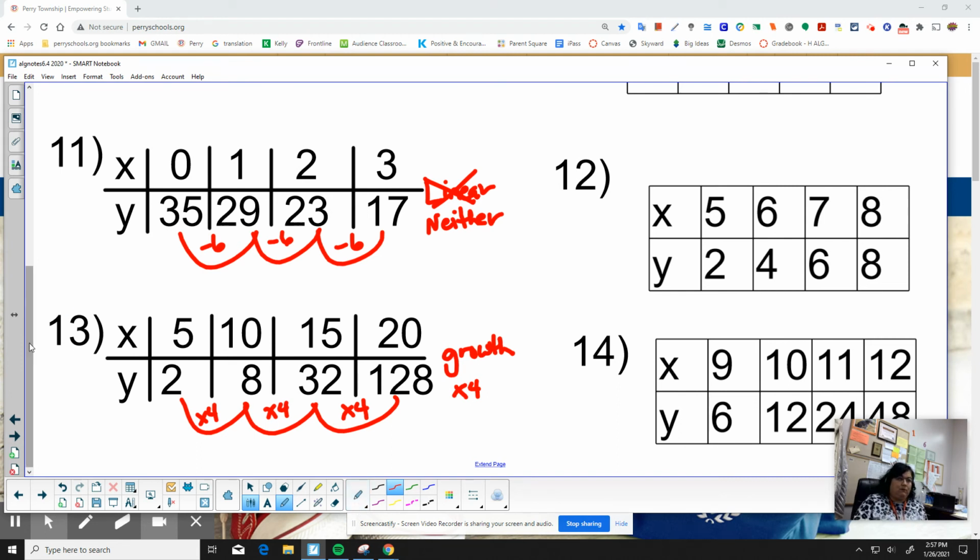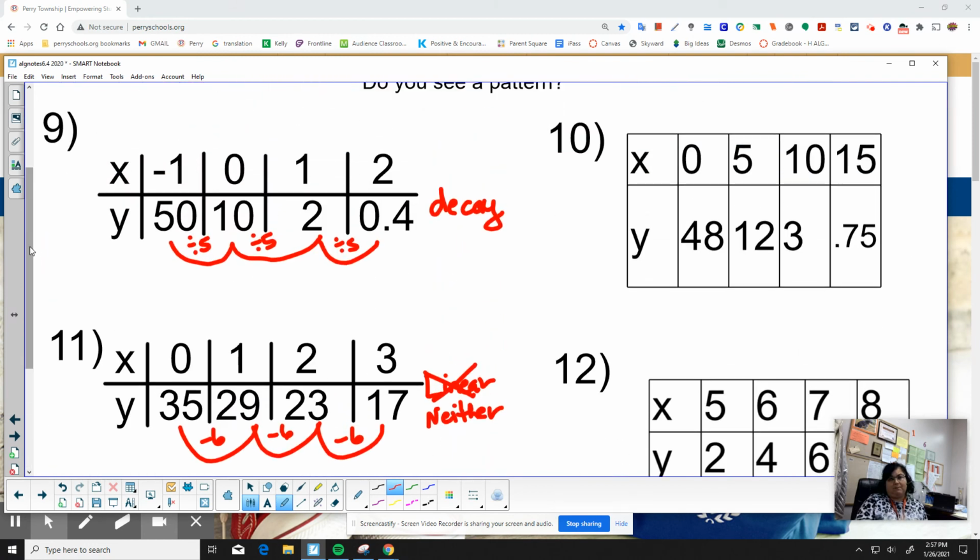You try the even ones over there and see if you can come up with them. So press pause and give them a try, please. So it looks like this first one, if you tried it, looks like we're dividing by 4 for all of them. So this is a decay. And it's a decay because our pattern is divide by 4 on the y.